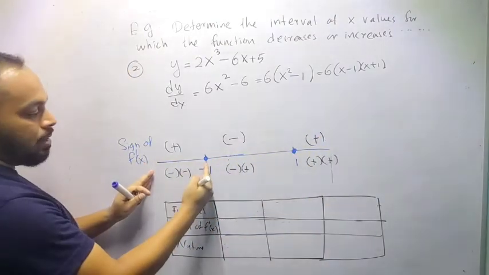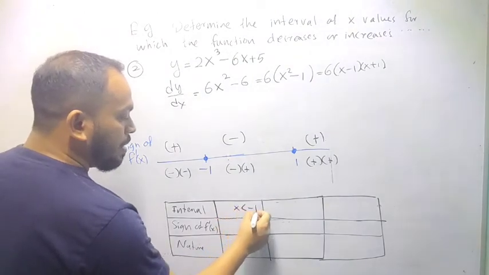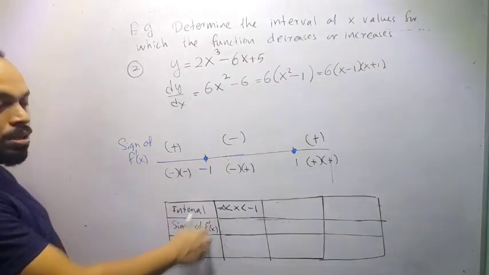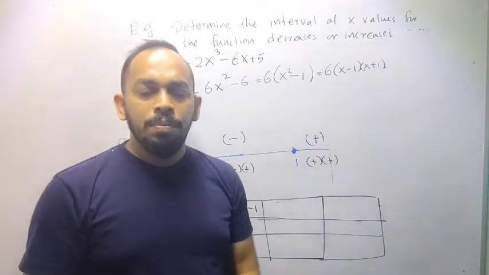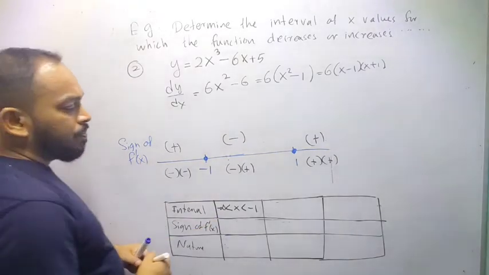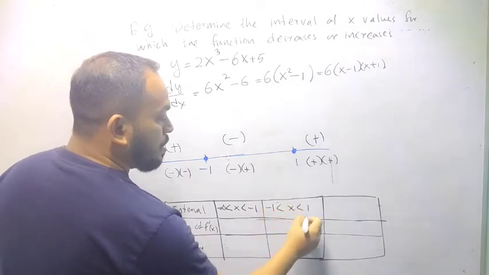So the first interval is x less than minus 1. So let me put minus infinity as well. I forgot to mention this one in the previous one, right? Because it's obvious, but write that down. Then the other interval is between these two values.